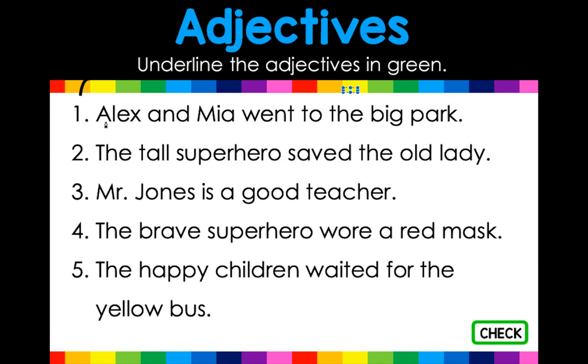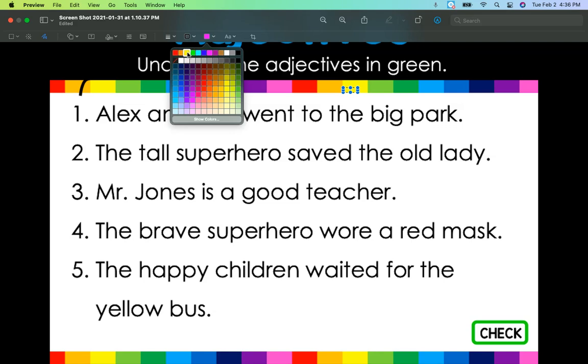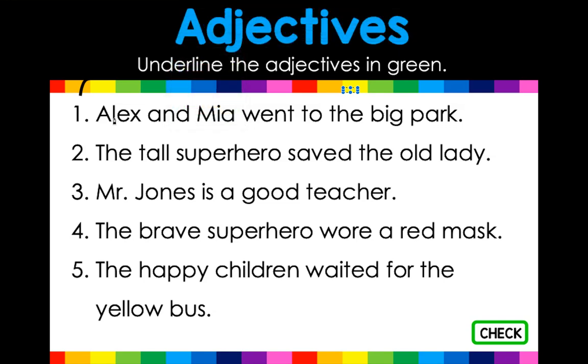So Alex and Mia went to the big park. All right, this is underline my adjectives in green. So maybe I should find a green. But you know what? I'm going to find my nouns first, and then I'm going to find my adjectives, okay? So Alex and Mia went to the big park. Now, in order to find my adjective, I want to find my nouns, okay? What's being described here?